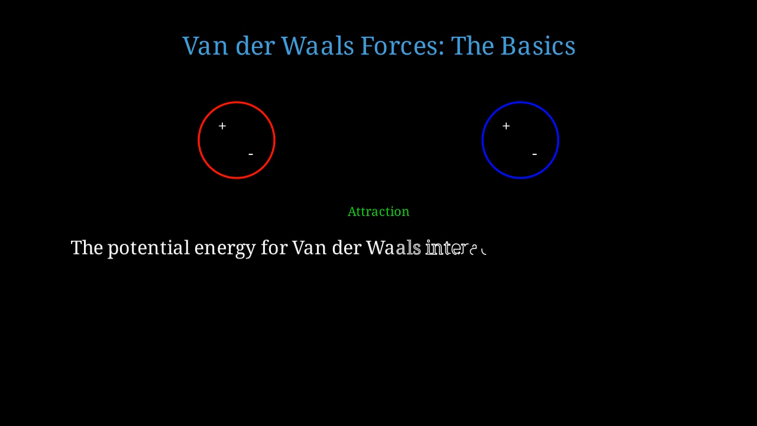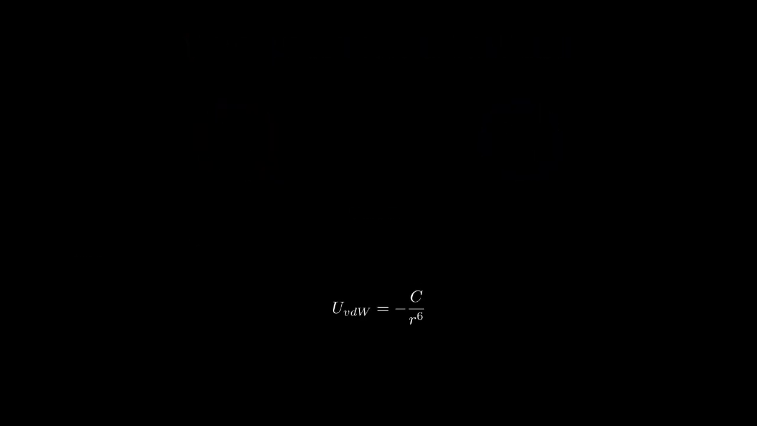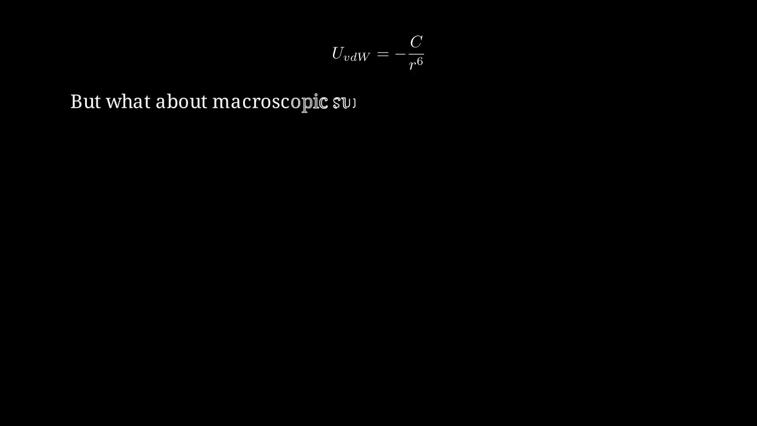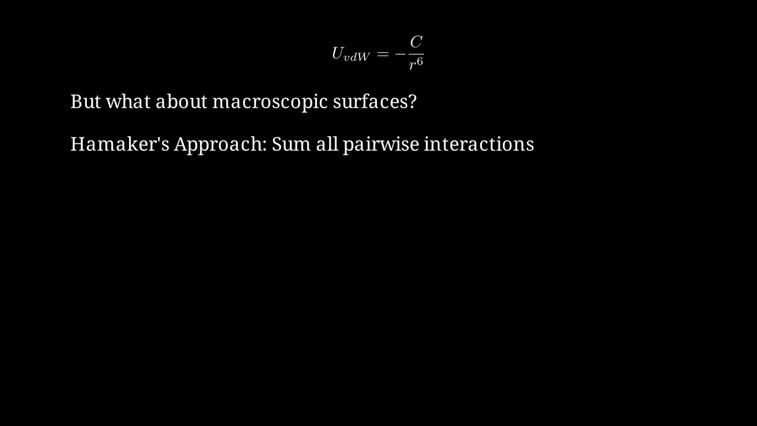The potential energy for van der Waals interactions between two molecules follows an inverse sixth power law with distance. U van der Waals equals -C over r to the sixth power, where C is a constant that depends on the molecular polarizability, and r is the separation distance. But what about macroscopic surfaces and MEMS devices? We need to sum up all the pairwise interactions between atoms in two surfaces. This was first done by Hamaker in the 1930s. Hamaker integrated the pairwise interactions, assuming continuous media.